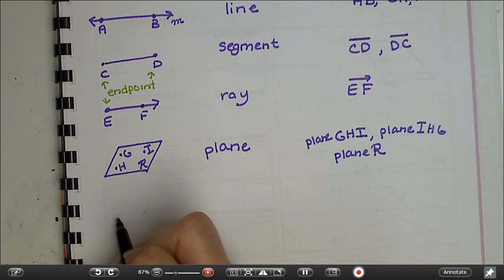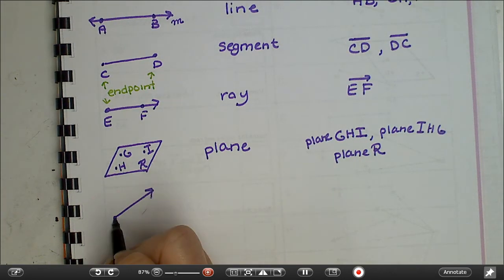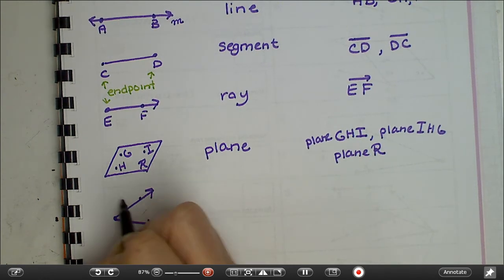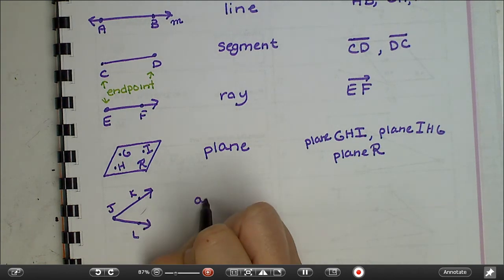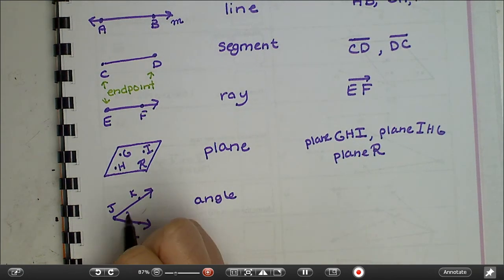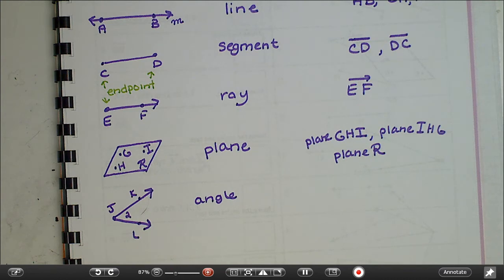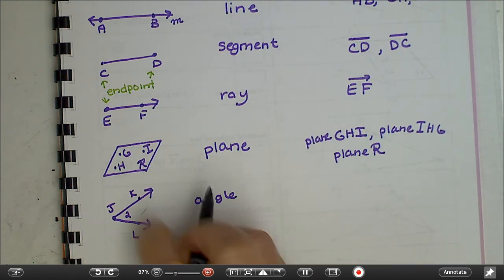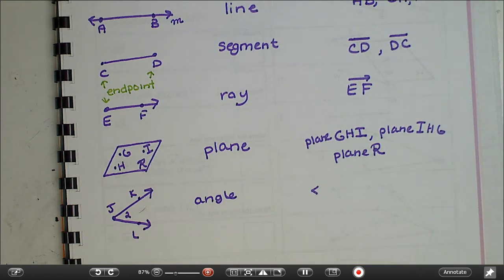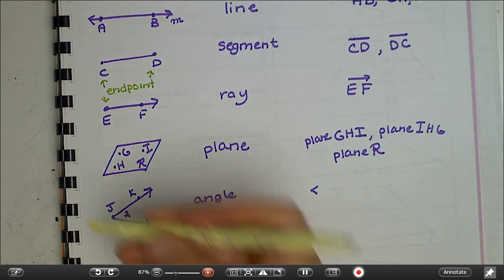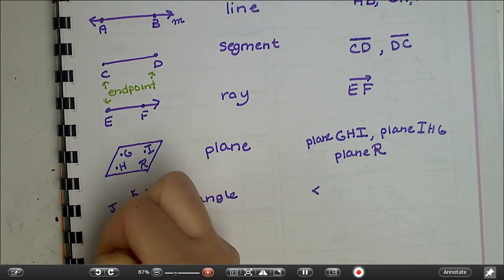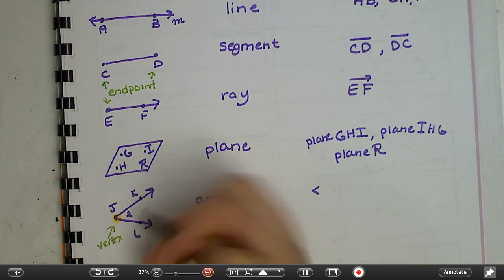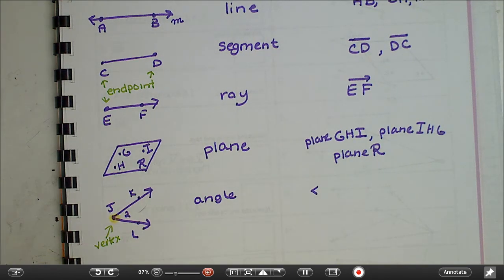All right, if you put 2 rays together, let me add some letters, then you're making an angle. An angle you name with the 3 capital letters and this little symbol for angle. You always want this one, the vertex angle. It's called the vertex. You want to have that in the middle if you're using 3 letters.